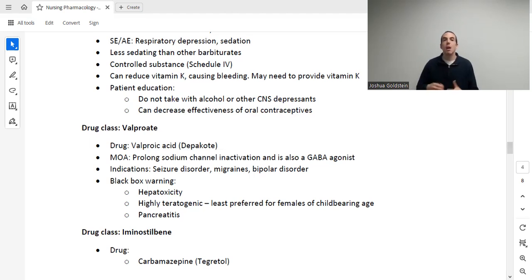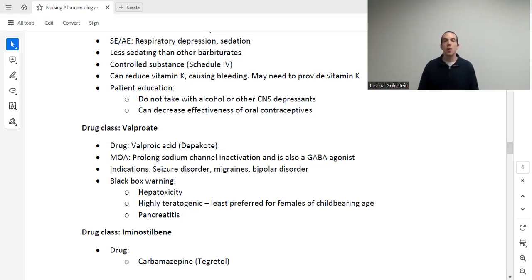Next drug class we have are the Valproates, which includes valproic acid. We've seen this before because we talked about it in the mental health lecture in terms of a drug for bipolar disorder. The mechanism of action here is that it prolongs sodium channel inactivation, plus it's a GABA agonist. This drug has 3 black box warnings as well as 3 indications. Let's start with the indications. It's used for seizures, it's used for migraine prevention, and it's used for bipolar disorder.